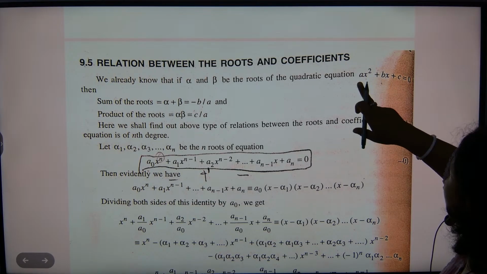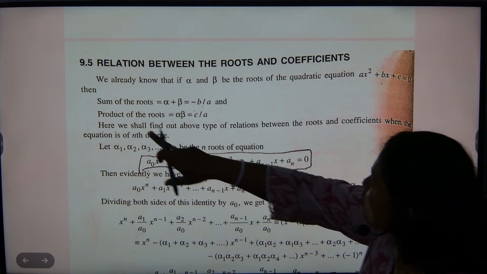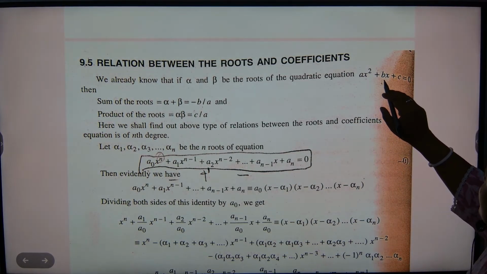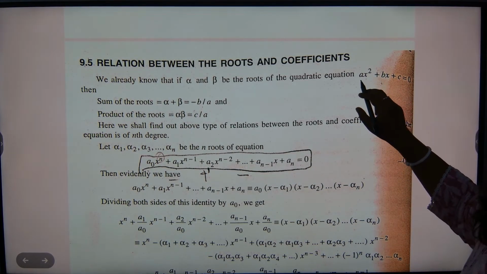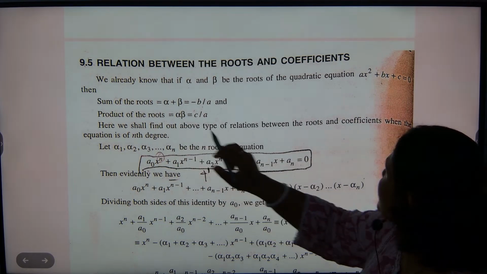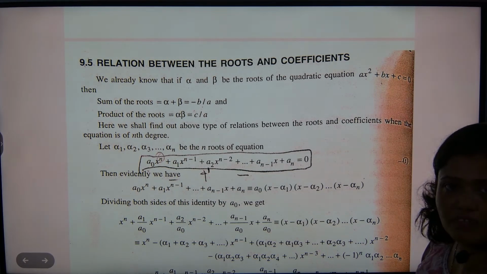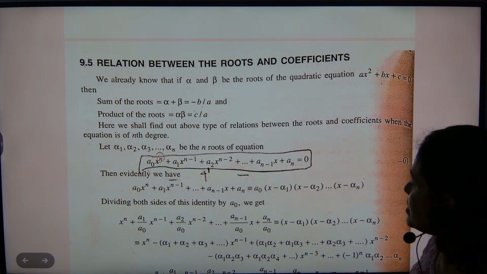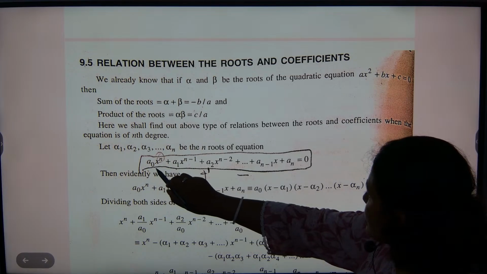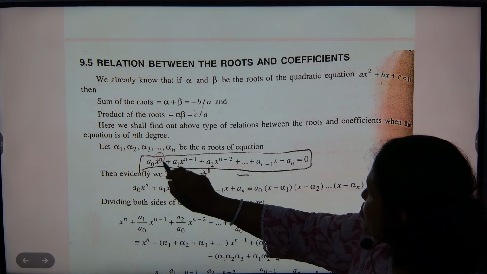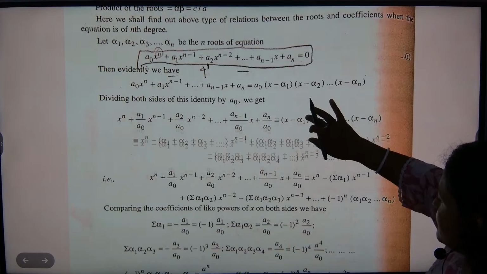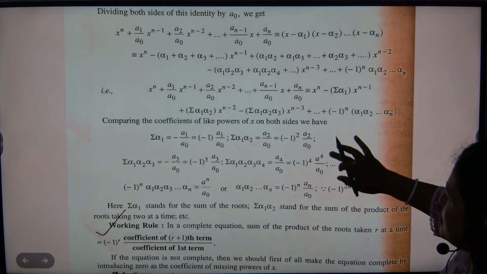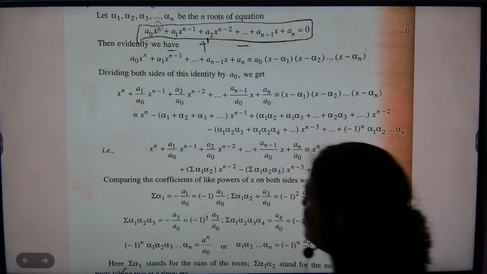So see here, ax square plus bx plus c equals 0. We all know that the sum of the roots alpha plus beta equals minus b, that means the second divided by the first. And the product is the last divided by the first coefficient. In a similar manner, go through the same technique. What we have for this nth root, x to the power n, these are the relations. Let us check for this.